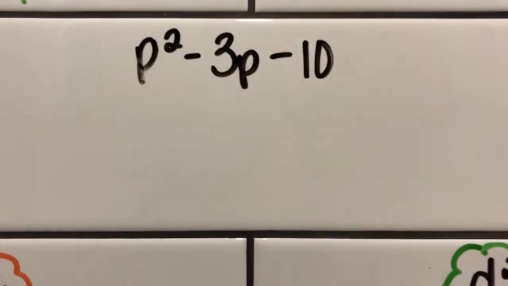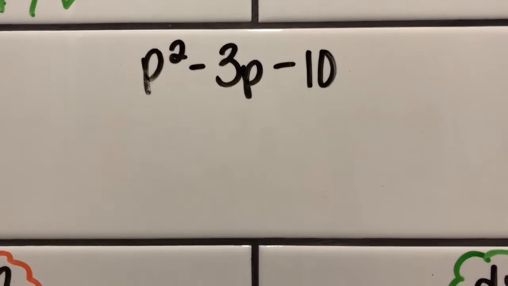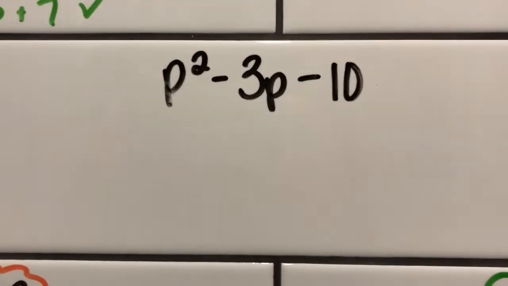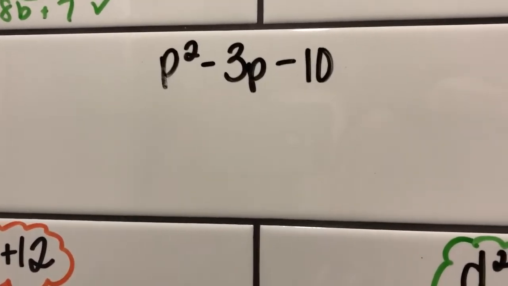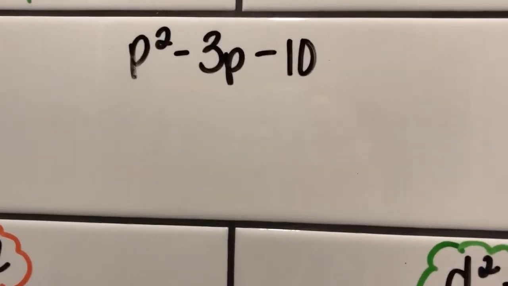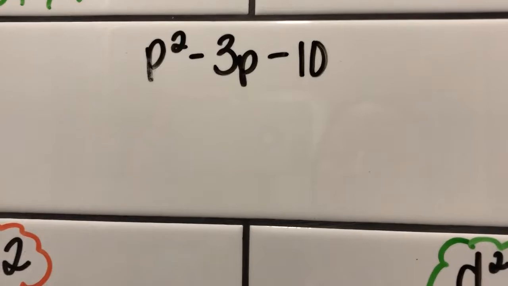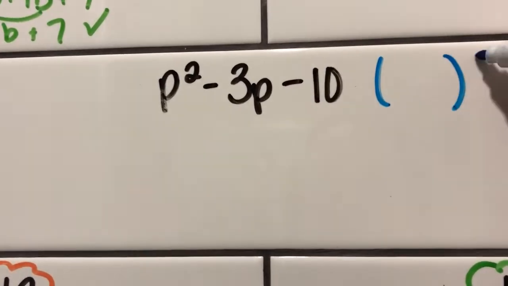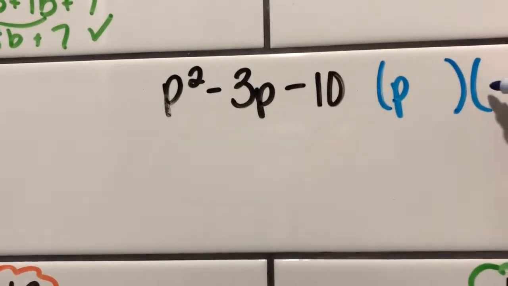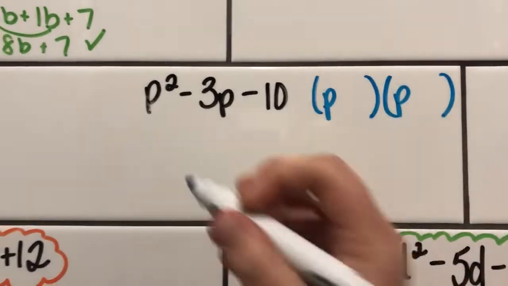For the next one, we'll do 2 more examples together. If you feel like you got this, then you can go ahead and skip this part and go to the ones where you're trying on your own. If you need a few more to understand, that's completely fine. This one's p squared minus 3p minus 10. So I'm going to be dealing with some negatives for this one. So I'm going to set up my parentheses. I have a p for my variable this time, and I'm going to do my x puzzle.